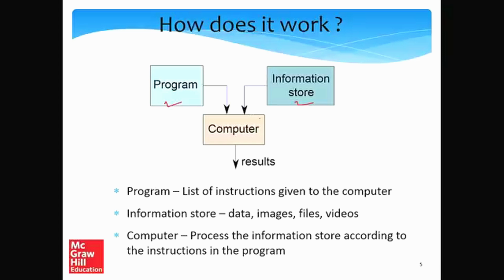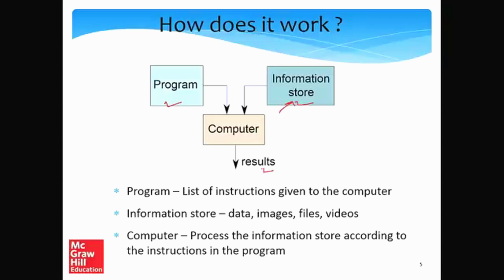For example, let's say we clicked a photograph and the photograph has some red eyes. So we are trying to remove the red eye effect in photographs. So in this case, the photograph will be the information store and the program will be the piece of code that is working on the information, photographs in this example, and then the finished good looking photograph is the result.